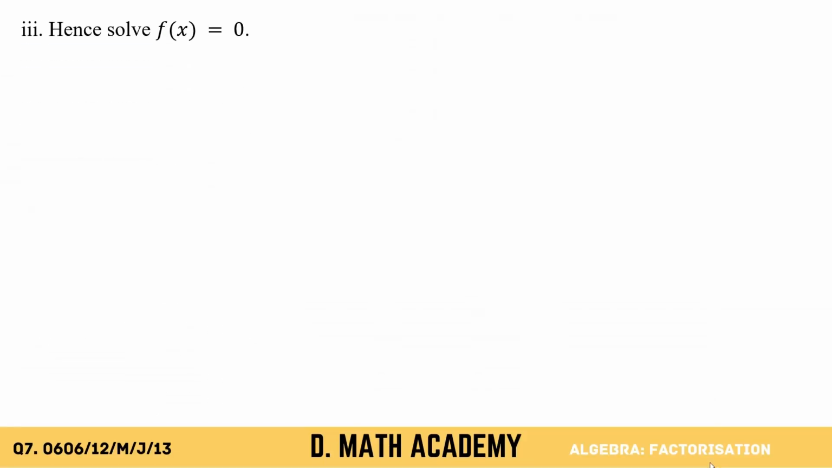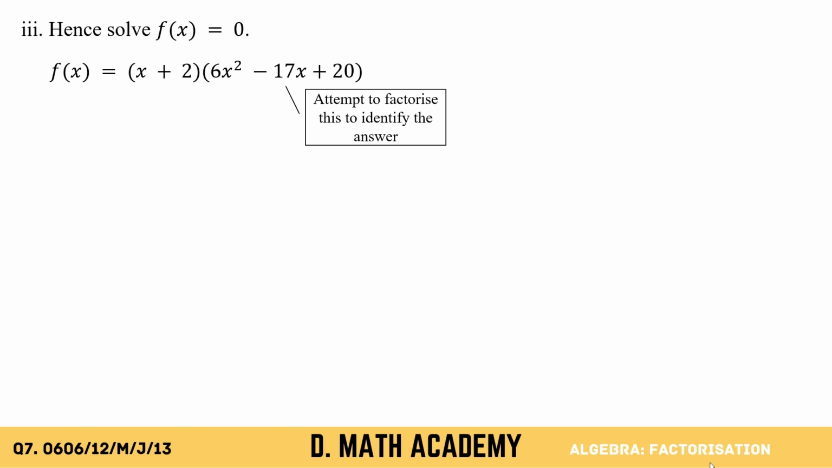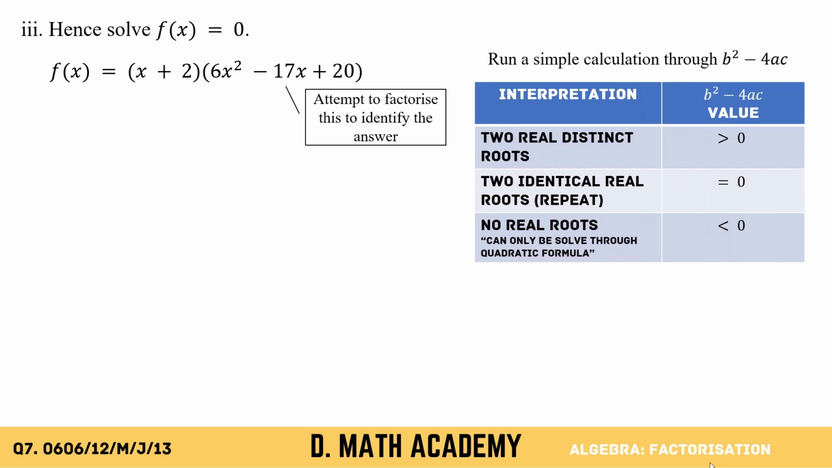Moving on to part 3, hence solve p(x) equals to 0. So I listed down the factor and the quadratic factor that I've obtained. Then I realized that the 6x squared minus 17x plus 20 cannot be solved, because it doesn't have any real roots. So how did I know that? Before I explain this, I have to go through this chart at the side for you. To better illustrate this concept, I have included a calculation at the side here.